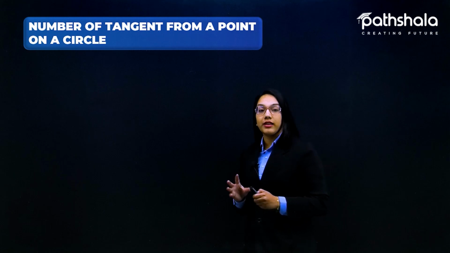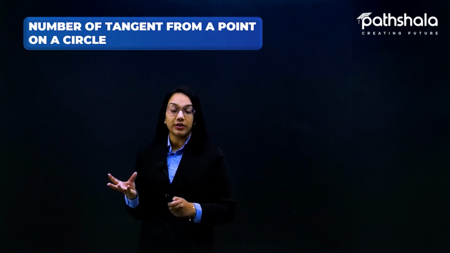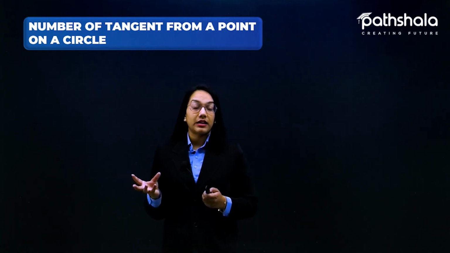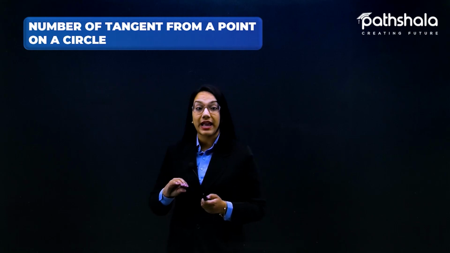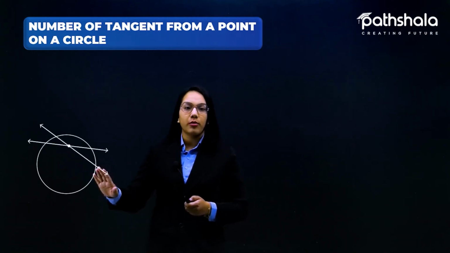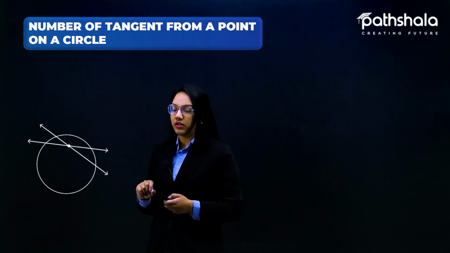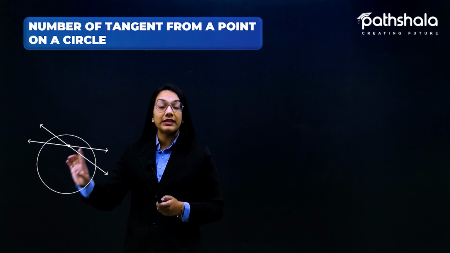I am taking the first case, in which I take a particular point which is lying inside the circle. Let's see how many tangents we can draw if a point is lying inside the circle. As you can see over here, this particular point is actually lying inside the circle.